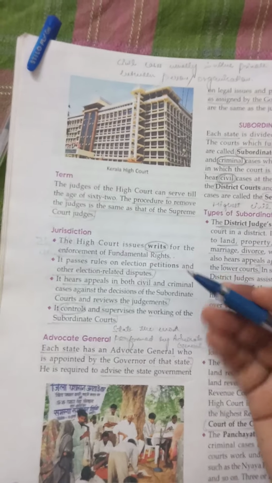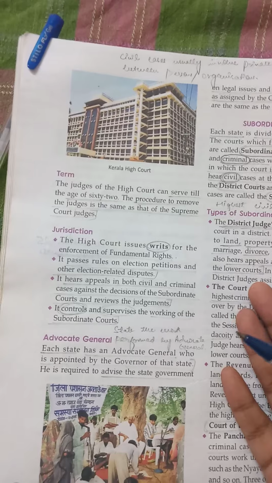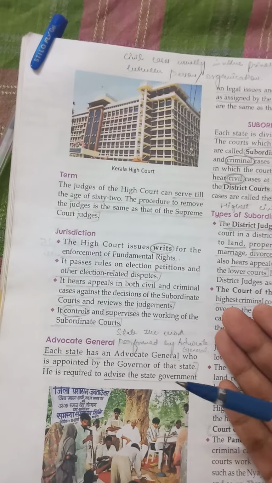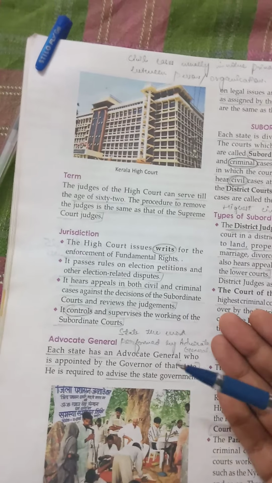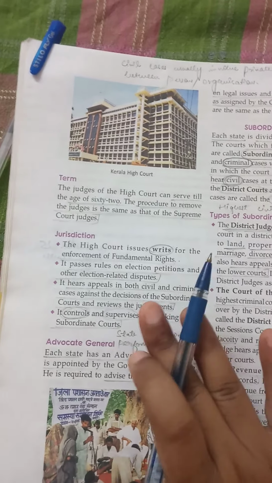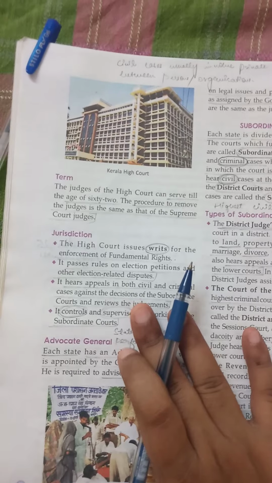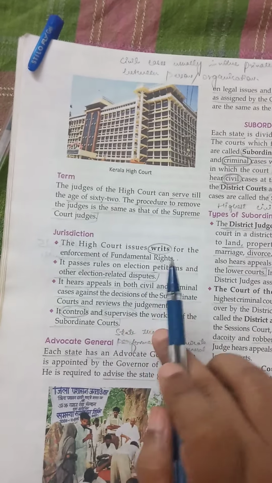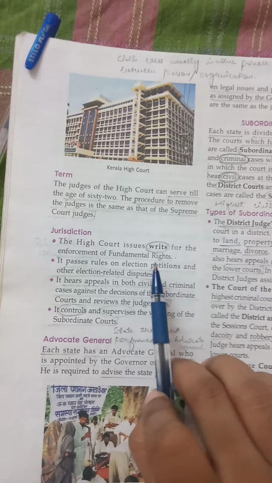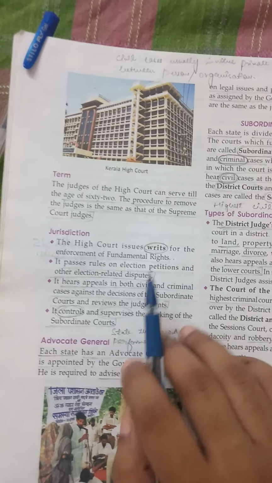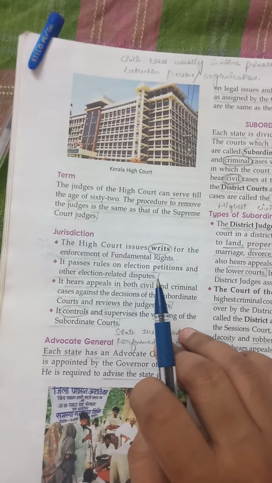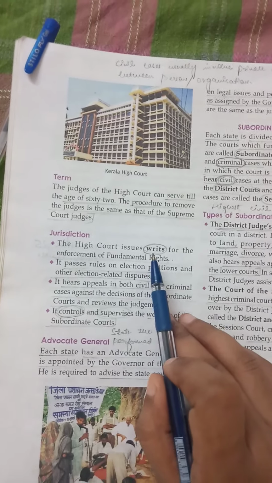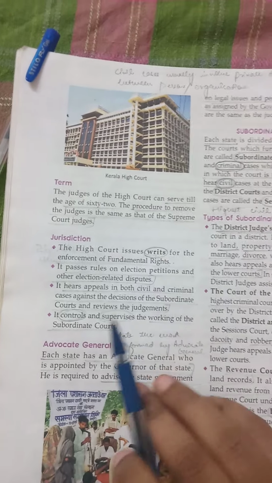The only difference is that the article through which the High Court issues writs is different from the article through which the Supreme Court issues writs. But according to your standard, you just need to remember that the High Court issues writs when fundamental rights are not enforced, or if there is a violation of the fundamental rights of any individual or group of people. So writs are actually issued by the High Court as well.